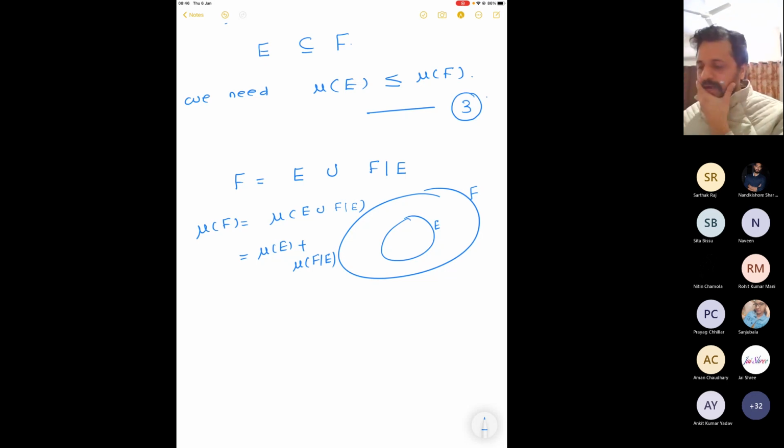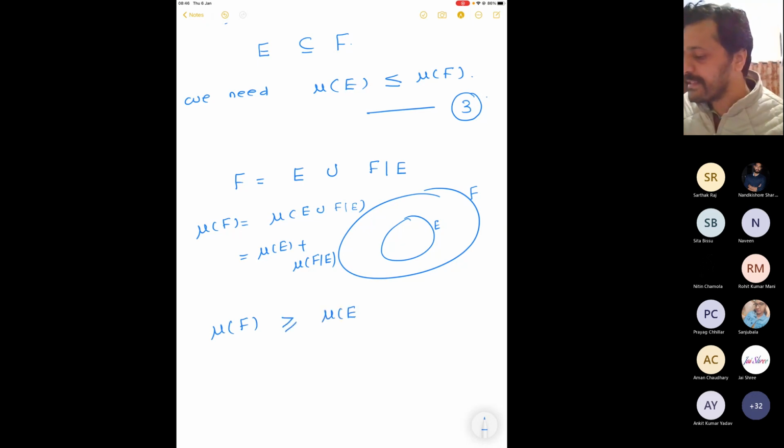Yes, sir. Now, mu is non-negative. You want mu of anything to be greater than or equal to 0. So what does this tell you? Mu of F is greater than or equal to mu of E, because each quantity is non-negative. So what you are adding with mu of E is non-negative. Therefore, mu of F is greater than or equal to mu of E.